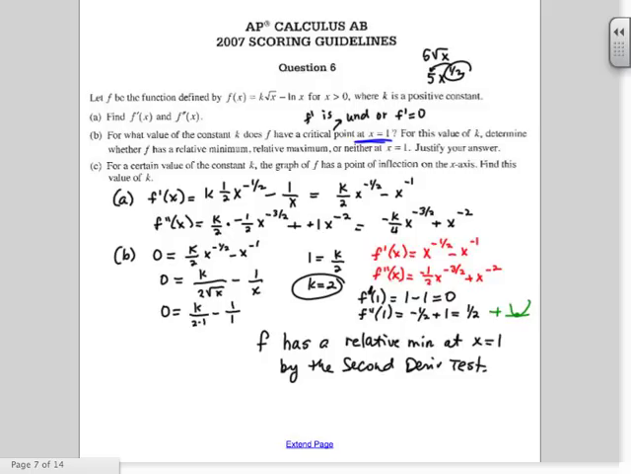So if you didn't know what it was called, then you could say f has a relative minimum at x equals 1 because f prime of 1 is equal to 0 and f double prime of 1 is positive, and that would be enough justification.